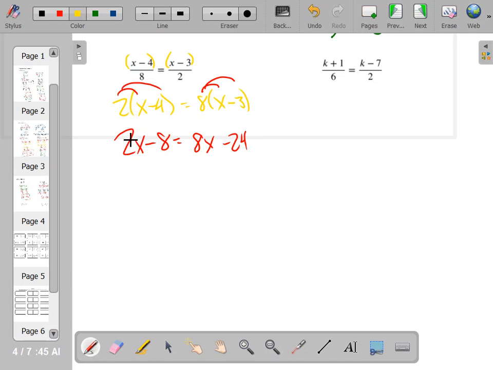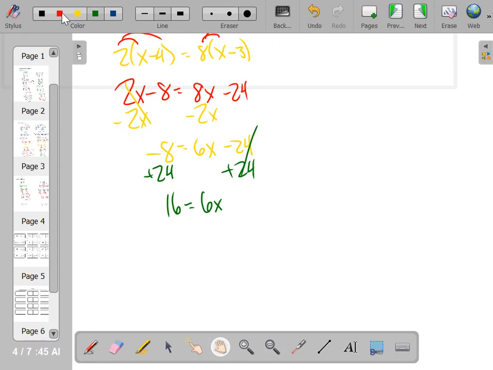Now we got to collect like terms, so I'm going to subtract 2x on both sides. And I have negative 8 equals 6x minus 24. Next up, add 24 to both sides, because you're subtracting, so the opposite would be adding. And if I do 24 minus 8, I get 16 equals 6x. And last step, divide both sides by 6. So you could say 8 thirds, 16 divided by 6, they're both even, so cut them in half, 8 thirds. Or you could say 8 thirds as a decimal is 2.6 repeating. Either of those are okay.